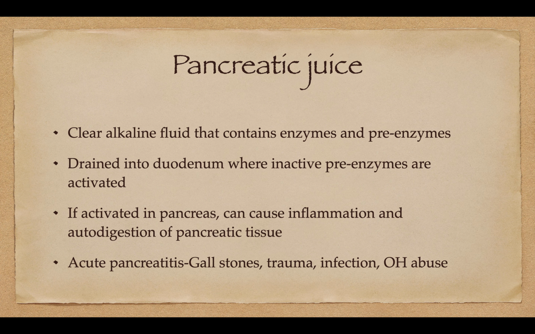So pancreatic juice is an alkaline fluid, and it drains into the duodenum, like I said, through the duct of Wirsung and through the ampulla of Vater. Like I said, these enzymes have to be inactive, because if they are active in the pancreas, they can cause inflammation and autodigestion of the pancreas itself. Acute pancreatitis can be caused by gallstones, trauma, infection, and alcohol abuse.